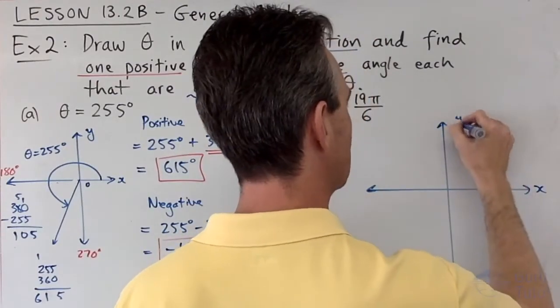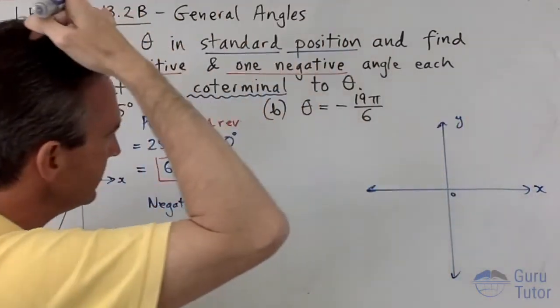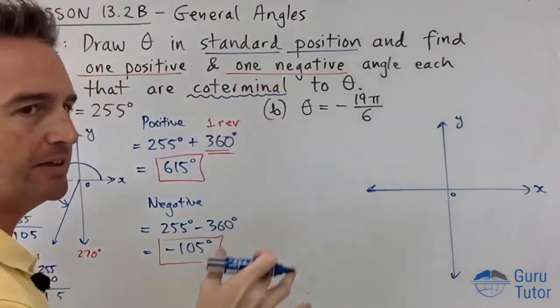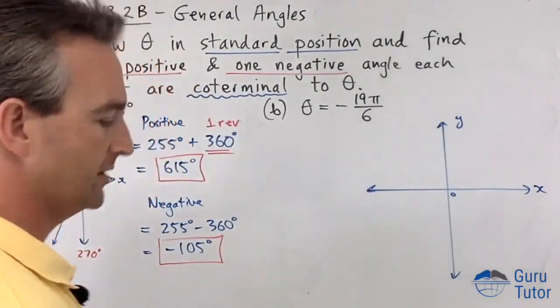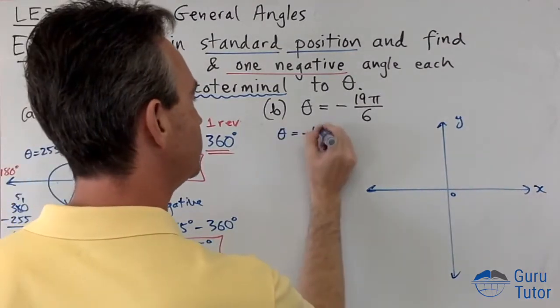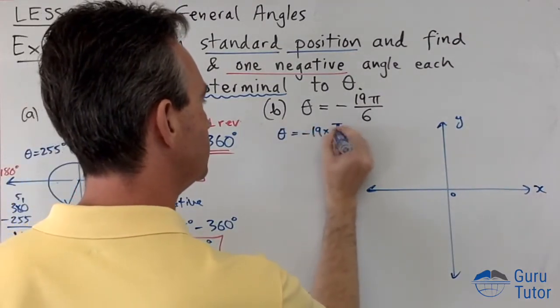Let's draw theta in standard position first. Negative 19 pi on 6. Let's do that trick before. So now we're thinking in multiples of pi over 6. So think of theta as negative 19 times pi on 6.